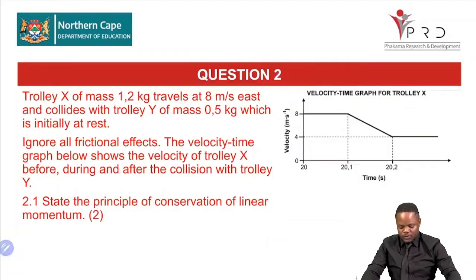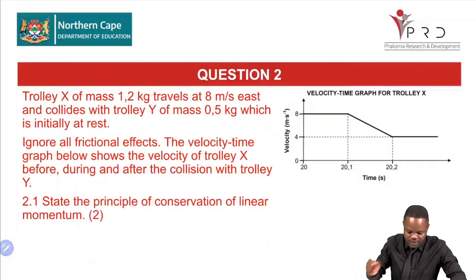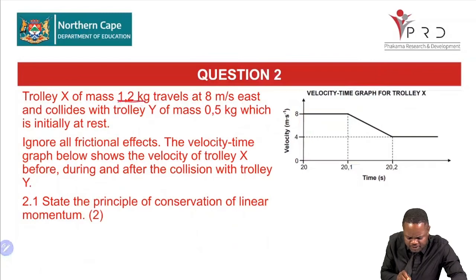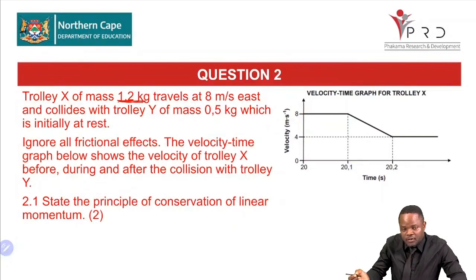Now let us work on the question together. Now we have a trolley X of mass 1.2 kilograms, which is traveling. So these are the important details that we should take from our question. The mass travels 8 meters per second east. We have the graph there. You should be able to interpret the graph. And you can see your 8 meters per second there, which is the initial velocity of your trolley X. I hope you are seeing that. And it is positive. So it means our east is our reference positive direction.